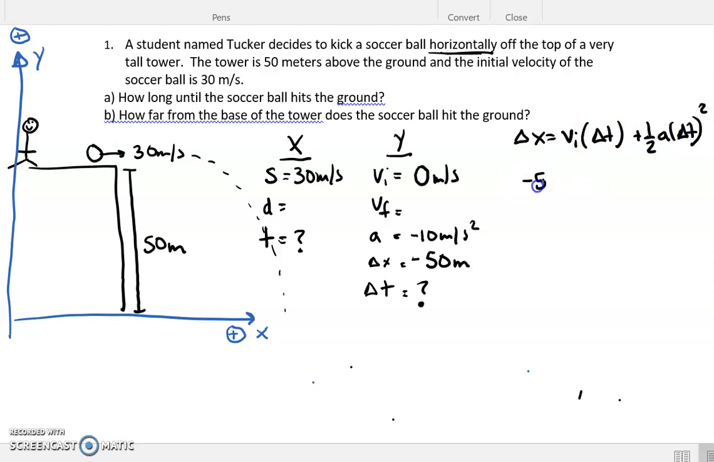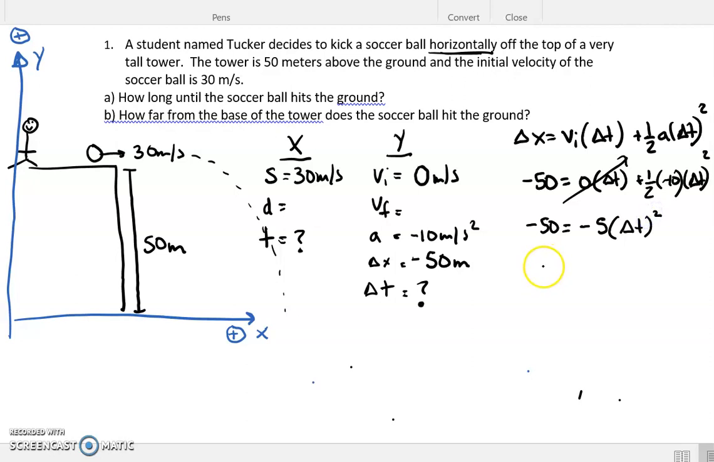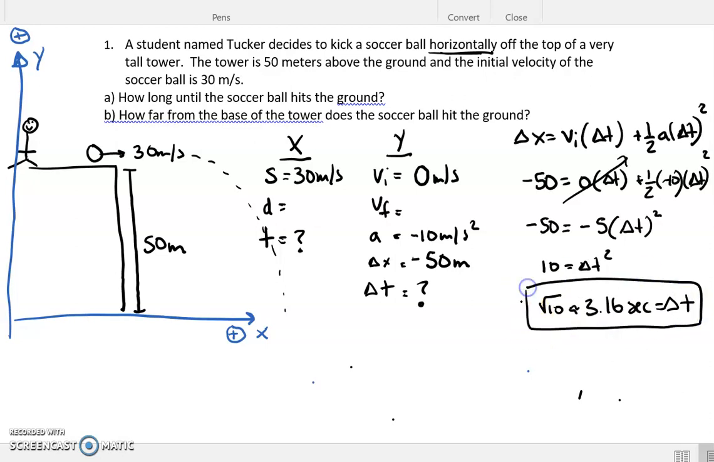So displacement, what, negative 50. We have 0 times delta t, whatever that is. 1/2 negative 10 times what? Delta t squared. Cool. So that term cancels out. That's nice. So we have negative 50 equals what? Negative 5 times delta t squared. Cool. So 10 equals delta t squared. So we take our good old square root of 10, which is approximately 3.16 seconds, is our time. Cool. So that is going to be our answer for A. We got our gold little time.